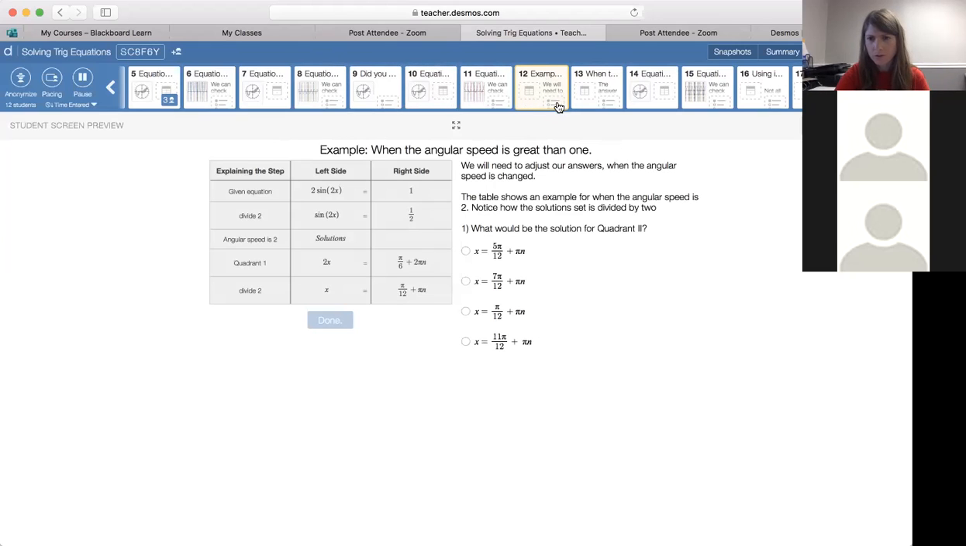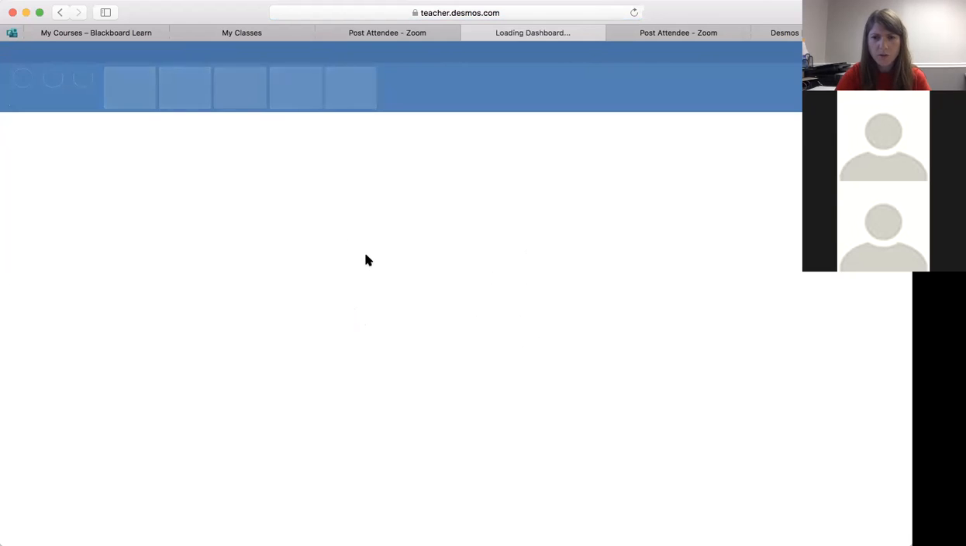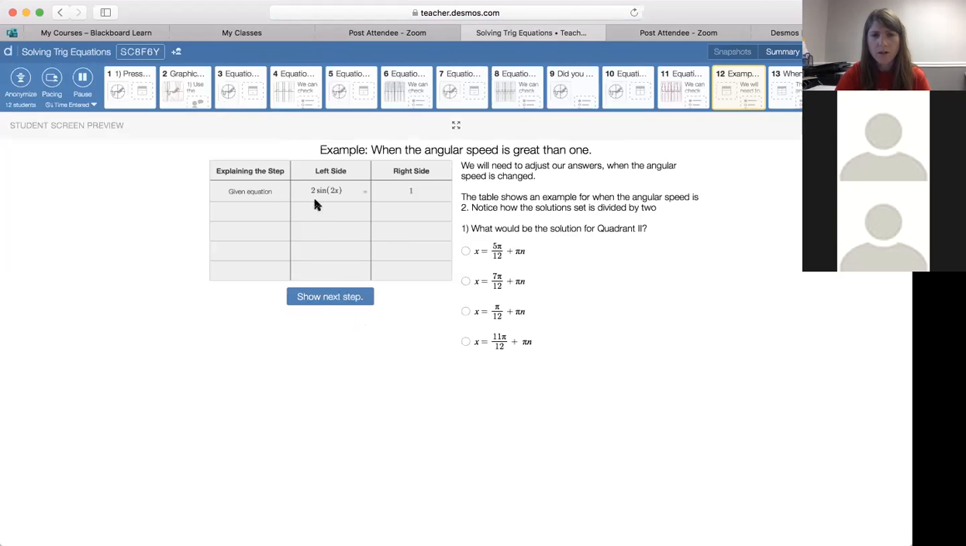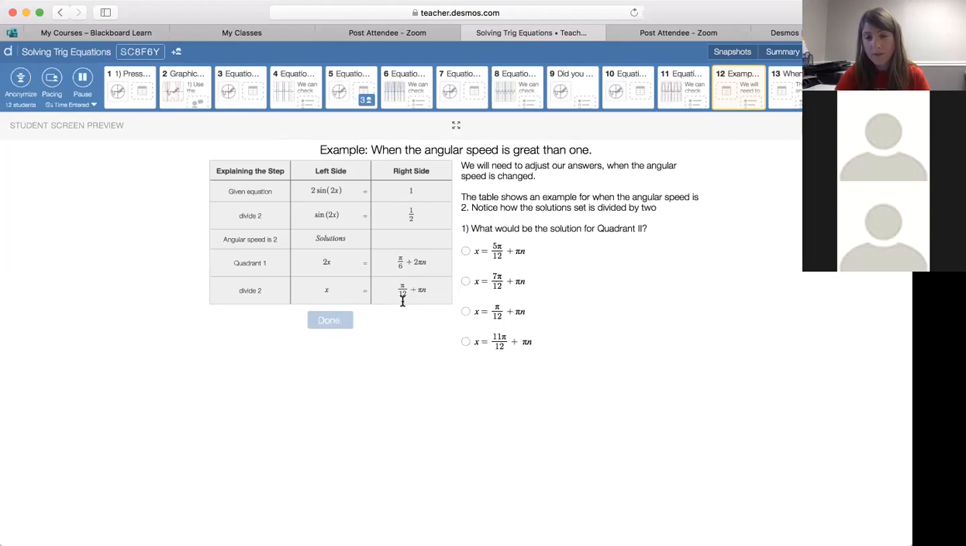So double angle or angular speed greater than 1 within a trig equation, notice what they did. This is one that they were walking you through step by step. So if 2 times sine of 2x equals 1, they were walking you through the dividing and then splitting it up that first way. So we were looking for a pi over 6 angle whose sine was 1/2, and this came out to be pi over 12 when divided by 2, and then plus pi n.